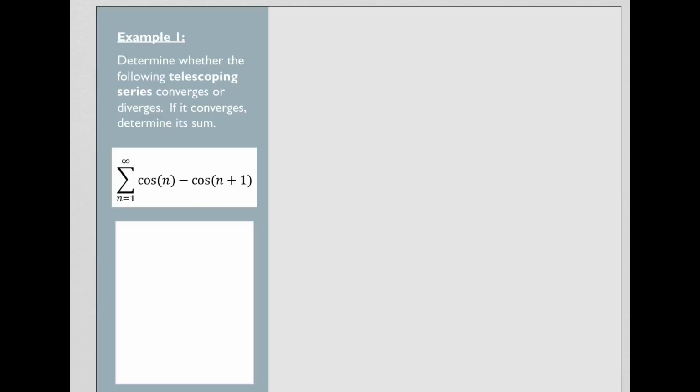So let's talk a little bit more about what a telescoping series is and how to recognize it. And in order to do that, I want to start listing out some of the terms in this telescoping series. So let me write out n equals 1 to infinity of the cosine of n minus the cosine of n plus 1.